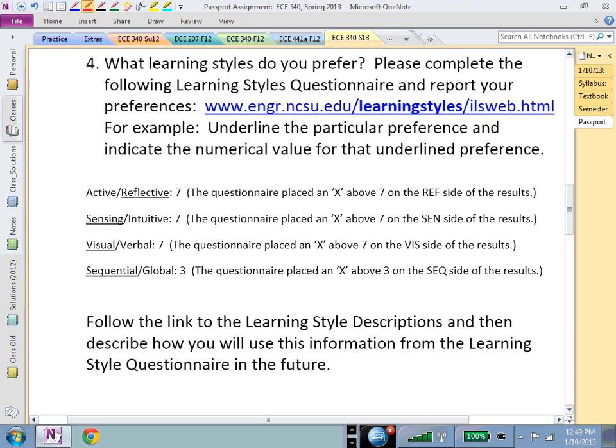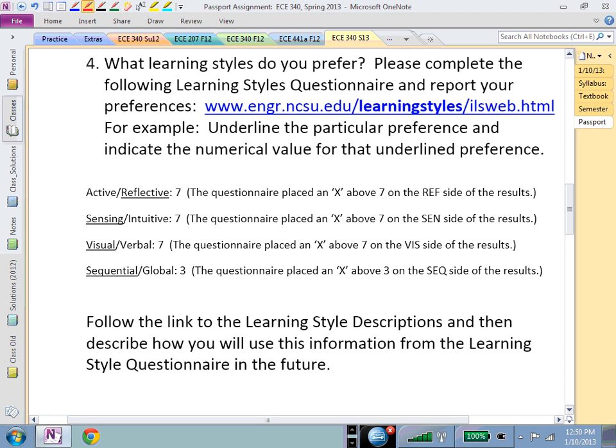This one is learning styles. This is getting back to the outcomes, the student outcomes. Do you know whether or not you favor being an active or reflective learner, sensing or intuitive? Go to this website, complete the questionnaire, click on the submit. You're not submitting it anywhere that I know of. It's just categorizing it and then showing how you have indicated your responses.